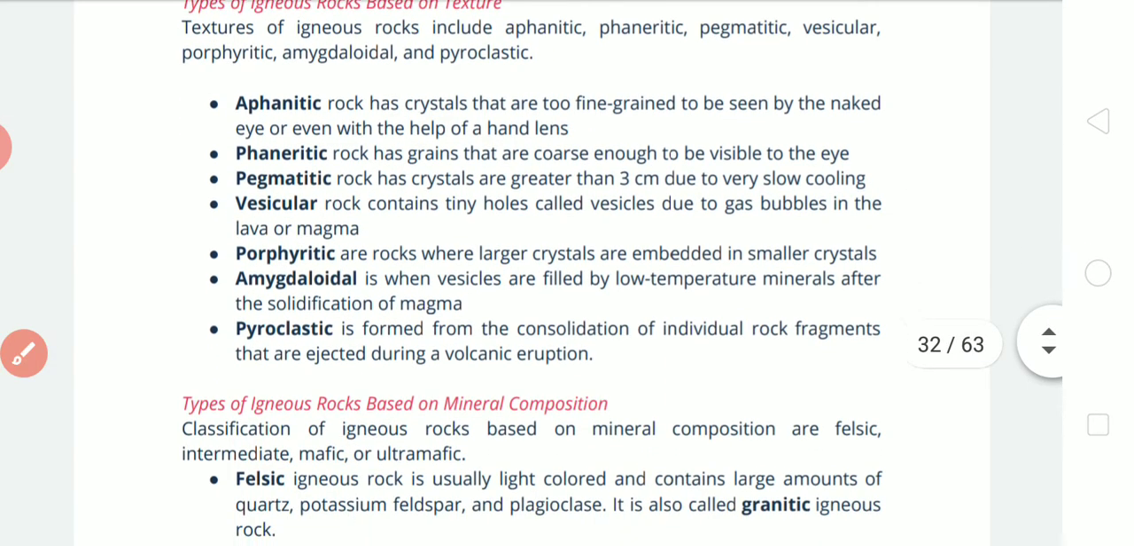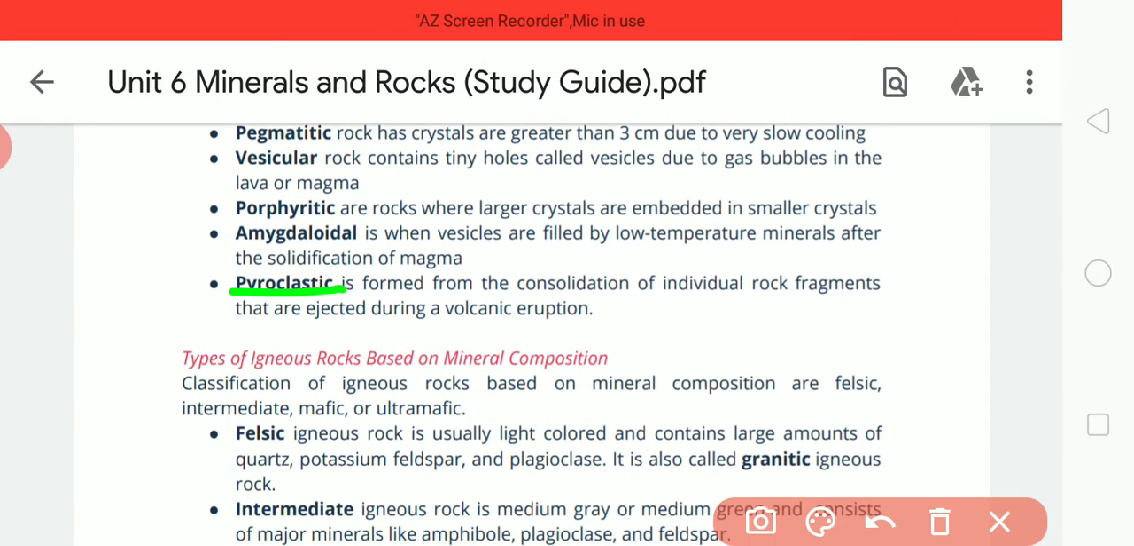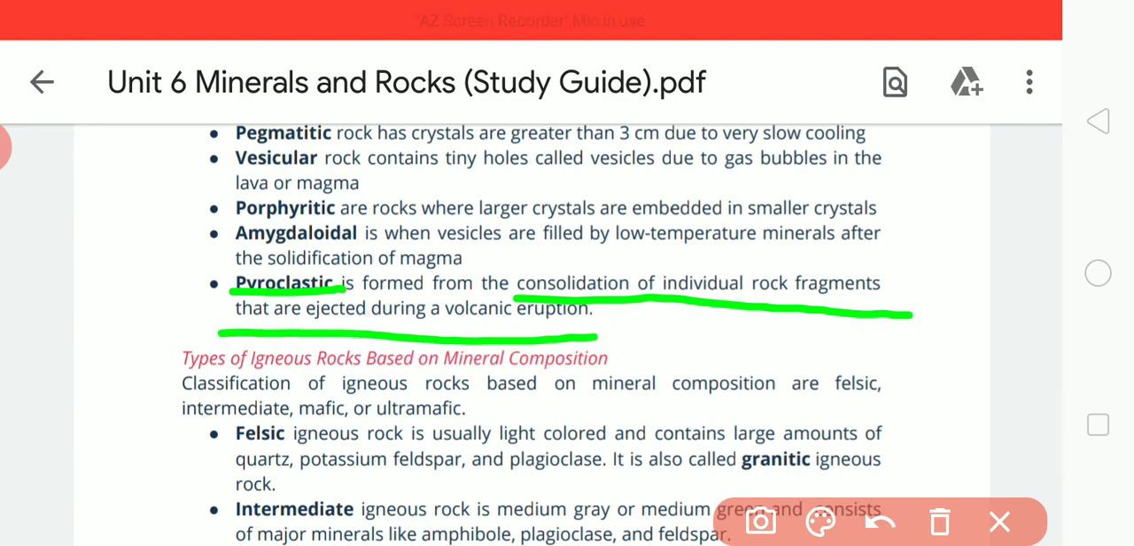Now, next one is the pyroclastic. So, pyroclastic is formed from the consolidation of individual rock fragments that are ejected during volcanic eruption. So, that means it is the aggregation, or the combination, of individual rock fragments. So, katong mga rock fragments from different types of minerals that are ejected in volcanic eruptions, they combine or form aggregate. Then that is why pyroclastic igneous rock is created.